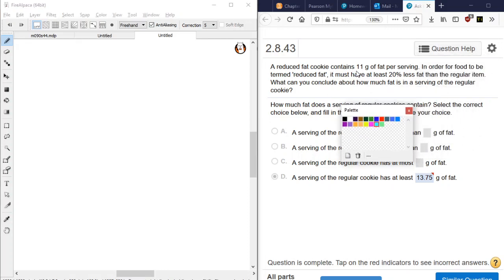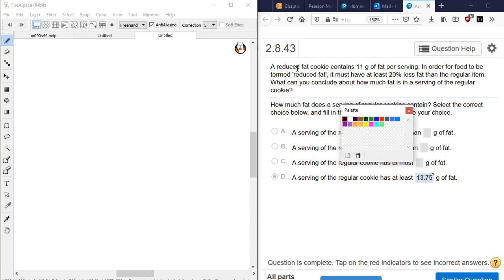A reduced fat cookie contains 11 grams of fat per serving. In order for food to be termed reduced fat, it must have at least 20% less fat than the regular item. What can you conclude about how much fat is in a serving of the regular cookie?